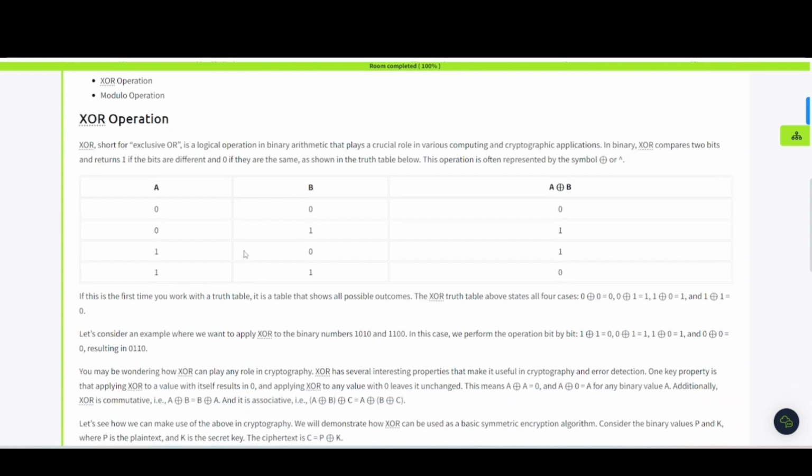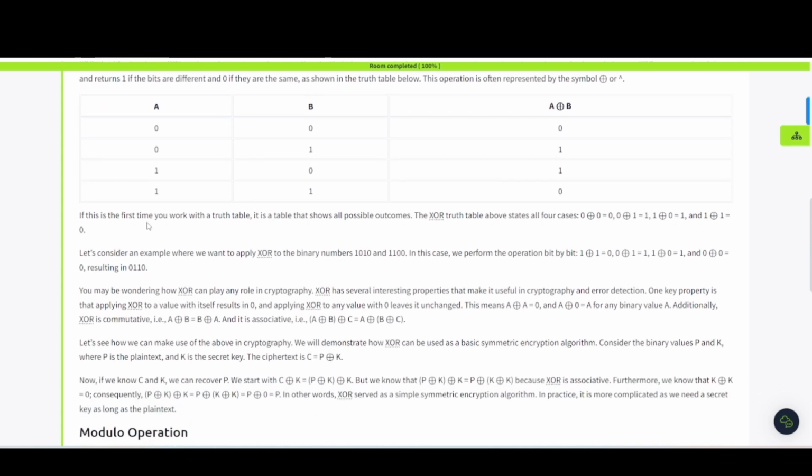And we can see the information here. Okay, got A, B, and then A XOR B. So you got 0, 0, which is going to be 0; 0, 1 is 1; 1, 0 is going to be 1; and then 1, 1 is going to be 0, as they explained up here. If this is the first time you work with a truth table, it is a table that shows all possible outcomes. The XOR truth table above states all four cases, which I just went over.